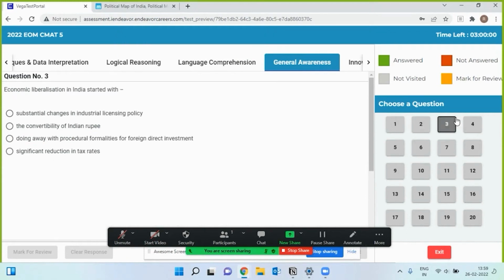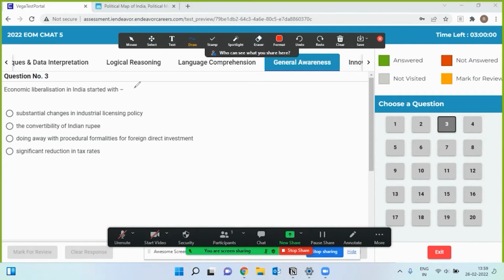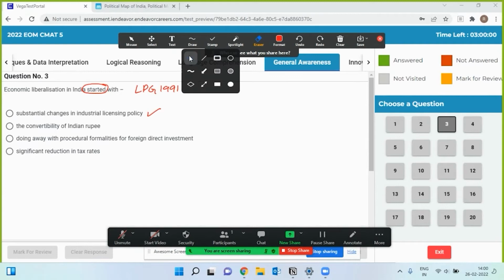Third question was about economic liberalization in India started with. So the question is asking about LPG policies of 1991, liberalization, privatization and globalization policy of 1991. And all the four options are correct because LPG policies were related to all four of them. But the question is about which was the first step taken in LPG policies. So, while all the four answers are correct, the first step taken was changing the industrial licensing policy in India.